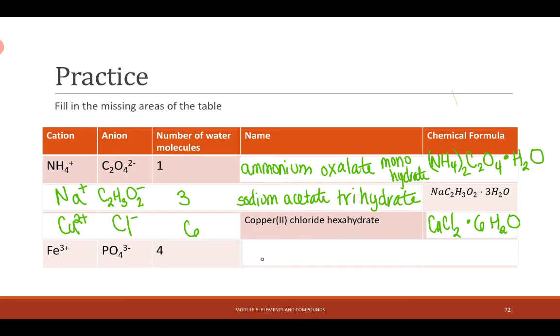Now I need to name my compound. That will be iron. Iron has a charge of 3. PO4 with the 3- charge is phosphate. And it needs 4 waters, so that's tetrahydrate. Now that should be one word, I just didn't have enough room. Now for my chemical formula, I will need 1 iron and 1 phosphate to be neutral. And then I will need 4 waters.